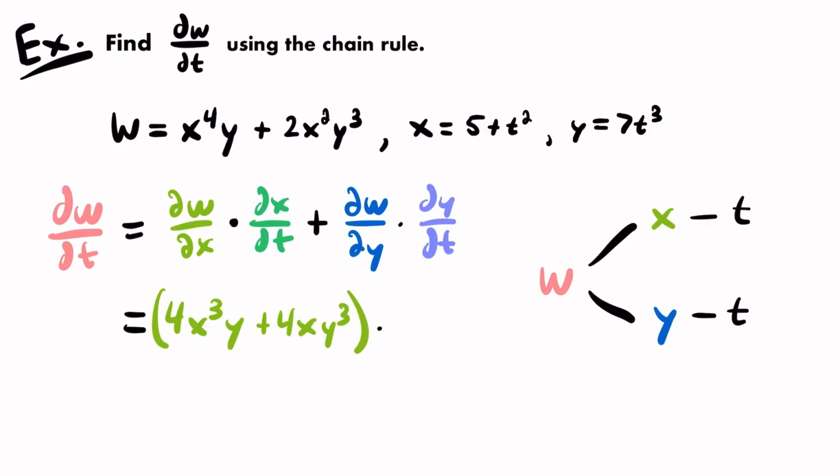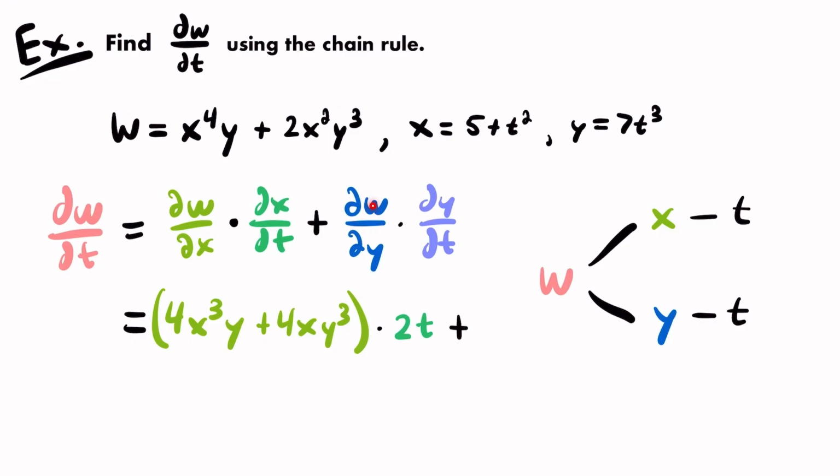And that will be multiplied by the derivative of x with respect to t. And so looking at x here, 5 is a constant, so its derivative is 0, and then the derivative of t squared with respect to t is 2t. So we will multiply by 2t, all right? And then we will add that to this term.